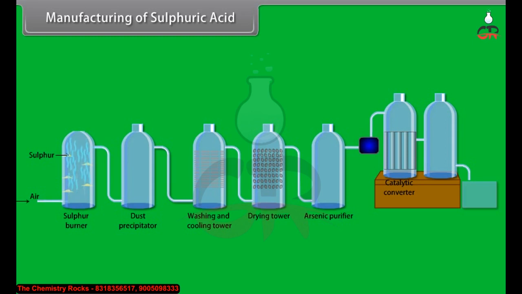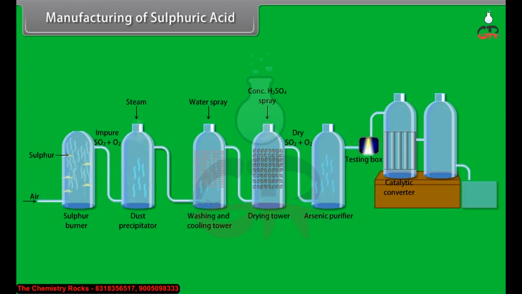This sulfur dioxide passes through a dust precipitator, which removes dust from the gases. A scrubber is used to remove the soluble impurities. After that, a drying tower removes the moisture from the gases. Then, gases pass through an arsenic purifier, which removes impurities of As2O3. The gases coming out of the purification unit are passed through the testing box to make sure that they are completely free from impurities.